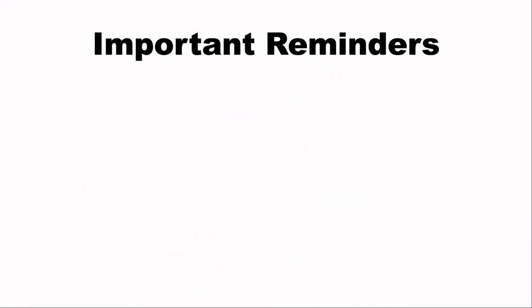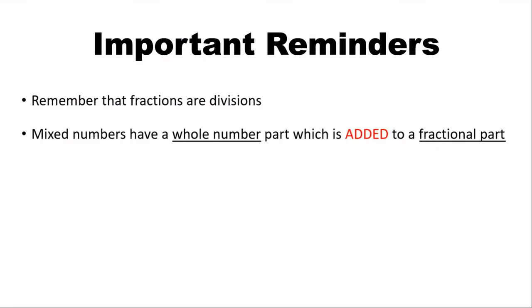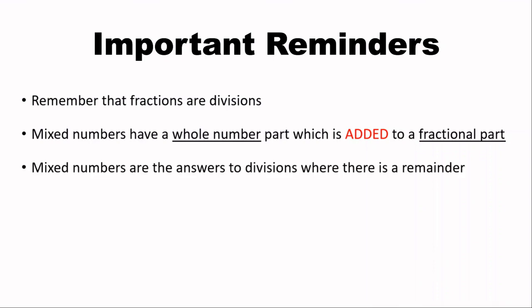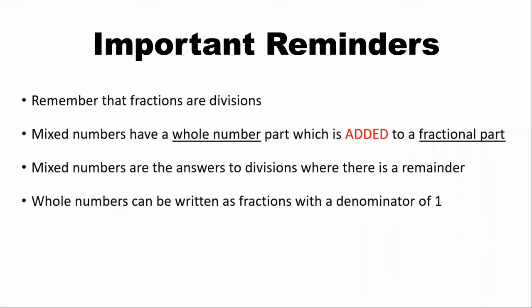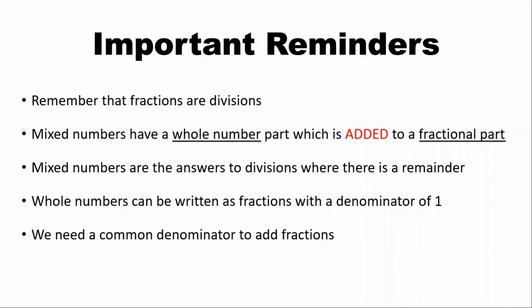The important things to take away from this is remembering that fractions are just divisions. They're nothing to be afraid of. And mixed numbers have a whole number part which is added to a fractional part, not multiplied. Mixed numbers are the answers to divisions where there is a remainder, and that remainder is just put over the original denominator. Whole numbers can be written as fractions with a denominator of 1 because, of course, dividing by 1 will not affect the value of that whole number. And we need to remember that when we add these fractions, we first need to get a common denominator.